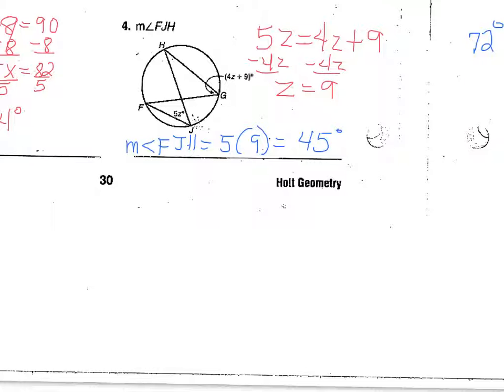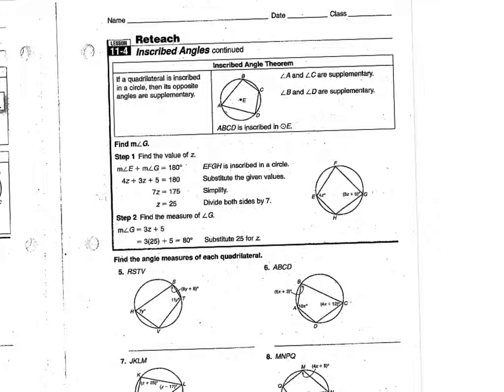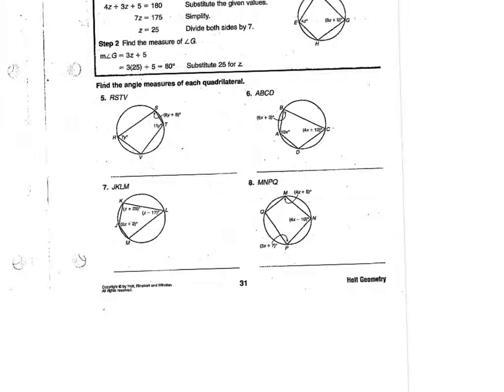Okay, now let's move on. On the right side we have a theorem, the inscribed angle theorem. If a quadrilateral is inscribed in a circle, then its opposite angles are supplementary. So if you look at the quadrilateral, angles A and C are supplementary, and B and D are supplementary. Don't forget, this is a four-sided figure. Opposite angles are supplementary. With that idea, problem number 5.